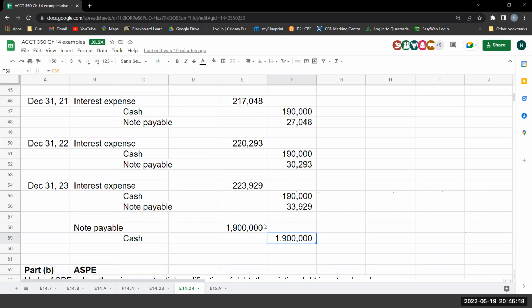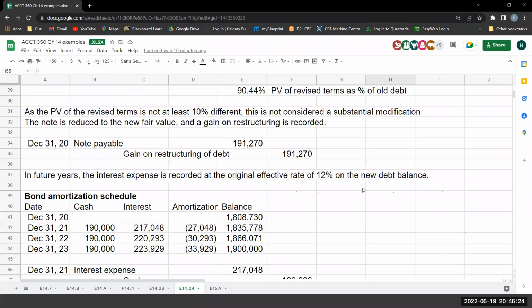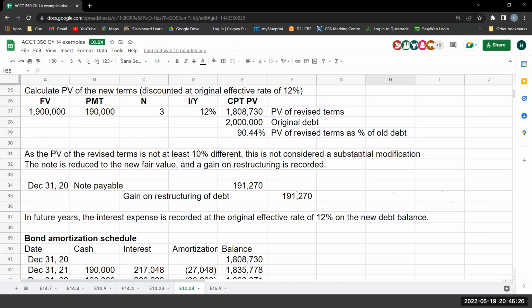What about ASPE? Well, ASPE says, okay, if there is no substantial modification, then we don't want you to reduce the original loan. We want you to keep it as is, but we want you to calculate a new effective interest rate, which will cause the original loan to be reduced down to the new modified loan. So ASPE is a little funny.